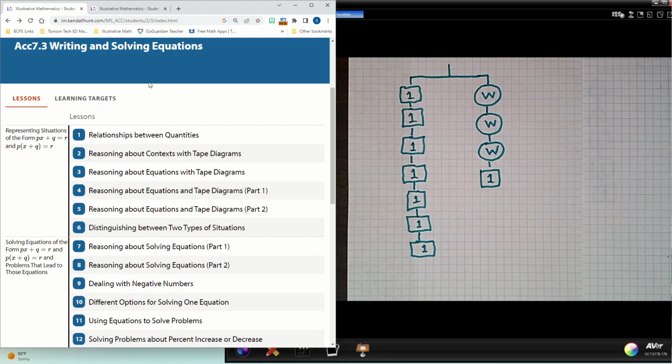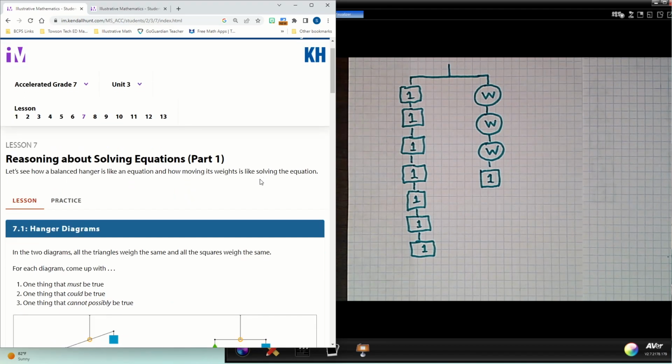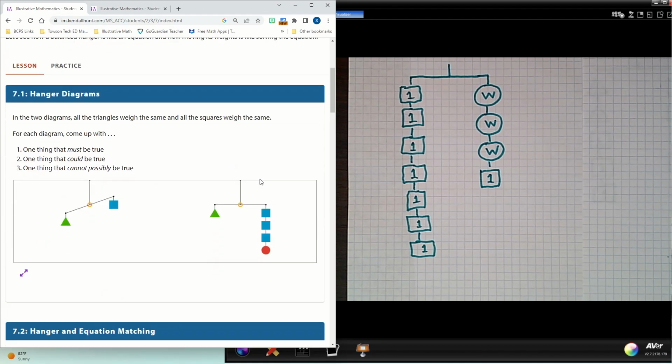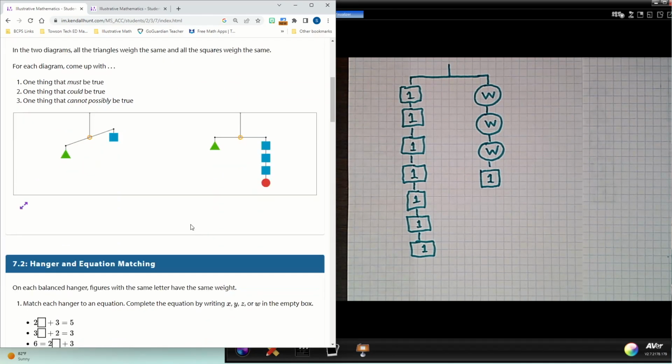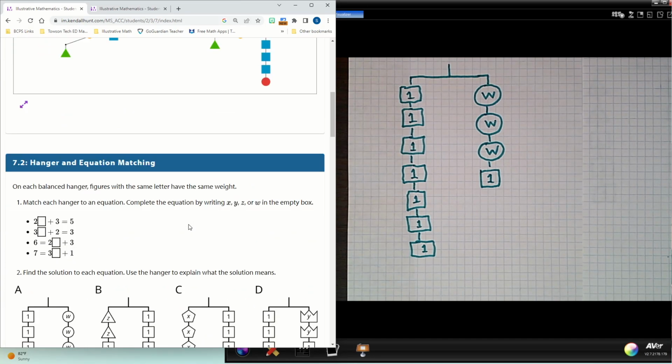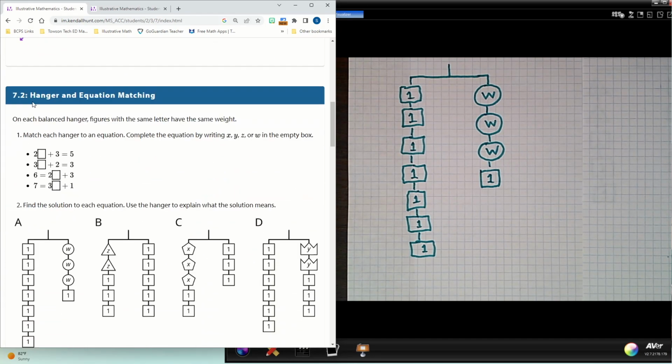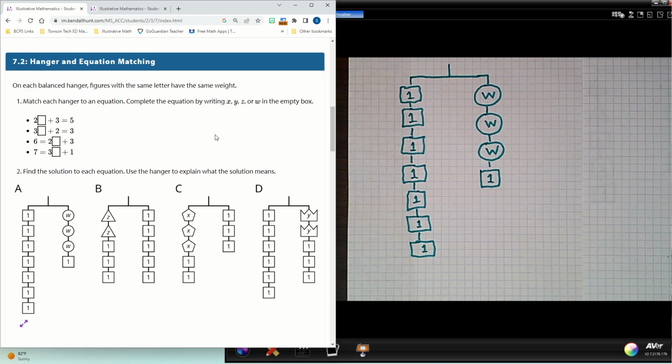In this video, I'm going to show another strategy that students use in Unit 3 to help them solve equations. I'll be looking at lessons 7 and 8. The strategy is using a hanger diagram, very similar to a balance scale or a hanger, where we are trying to keep the scale balanced.